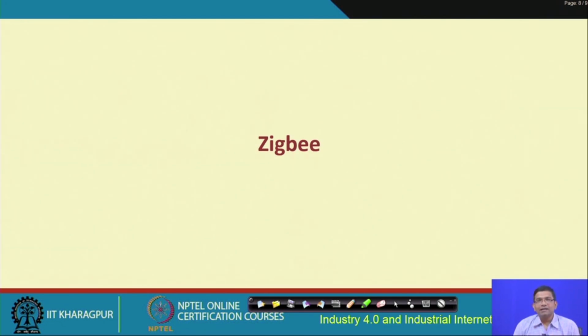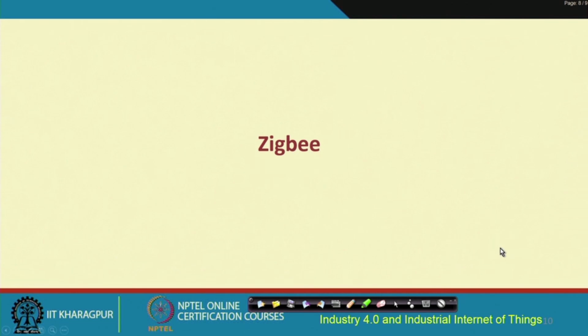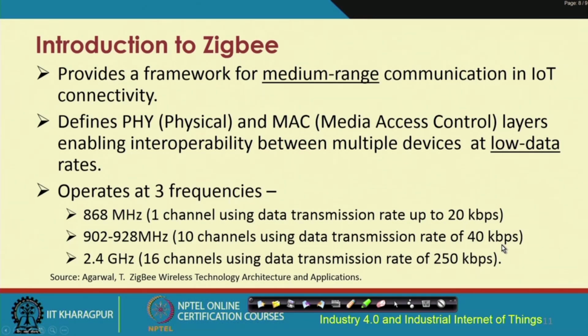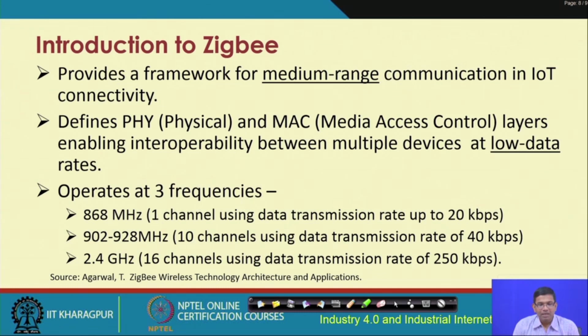This particular standard, 802.15.4, is widely used in IoT applications. There are different protocols like the ZigBee protocol, which is primarily based on 802.15.4. This ZigBee protocol provides a framework for medium range communication to offer IoT connectivity. It defines the physical layer and MAC layer characteristics, enabling interoperability between multiple devices at low data rates.